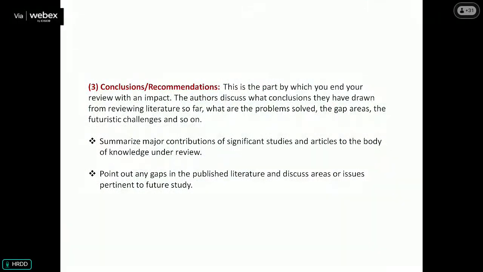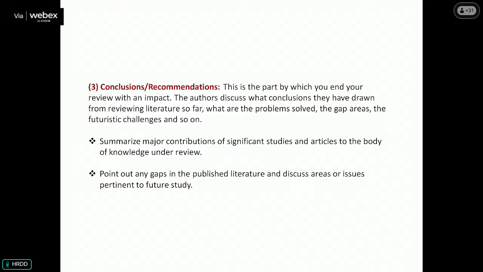And finally you have to recommend something, because you are an expert in your field. So you do a conclusion and recommendation. This is the part by which you end your review with an impact. Remember, when somebody is reading your article, they will just read the abstract and the conclusion. So that has to be very precise and catchy, so that people are interested in going through the work. The same holds true for your review article.